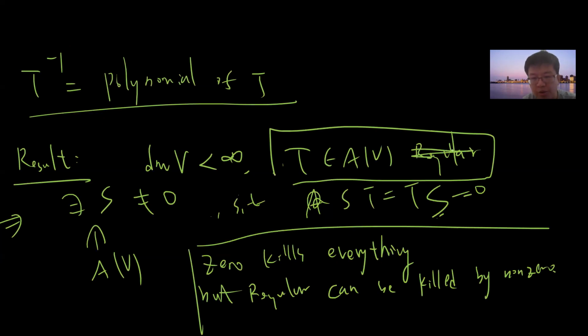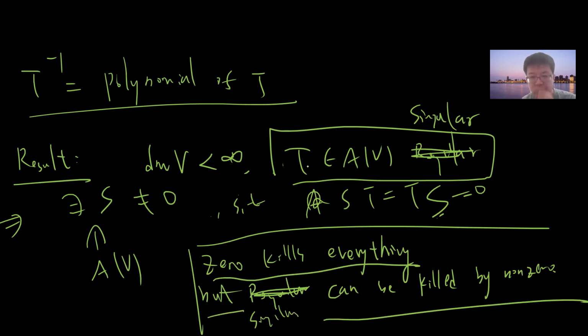Okay, so proof. You're using a polynomial idea, right? So remember that we have the idea of minimum polynomial. Oh, sorry, I'm stupid. So this is singular. So if T is singular, then 0 kills everything, but singular can be killed by non-zero. Singular means no inverse, right? So your minimum polynomial cannot contain a constant term. So your minimum polynomial must start with a1 t, right, up to here.